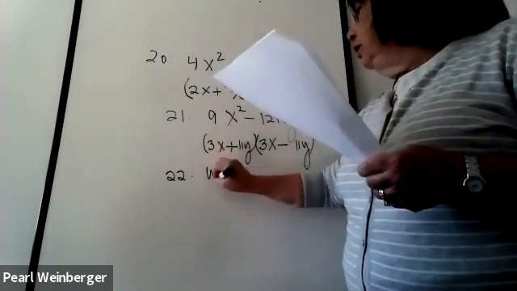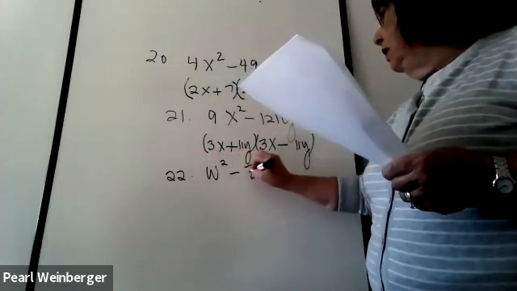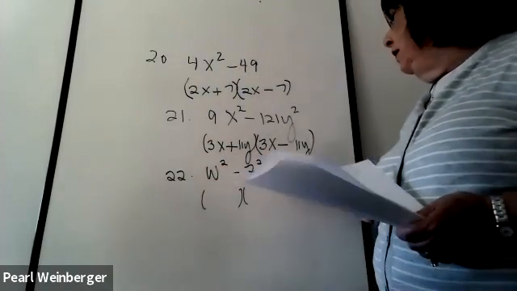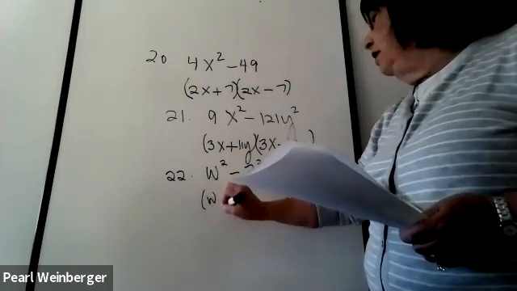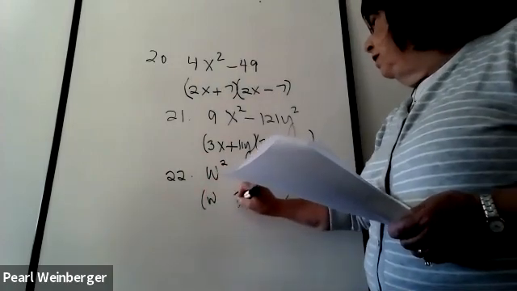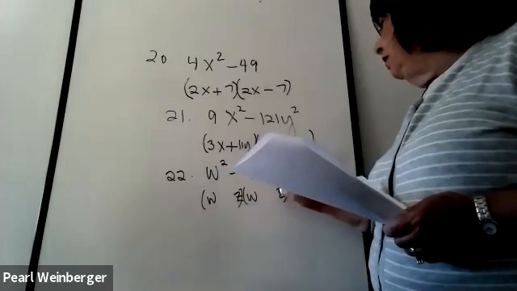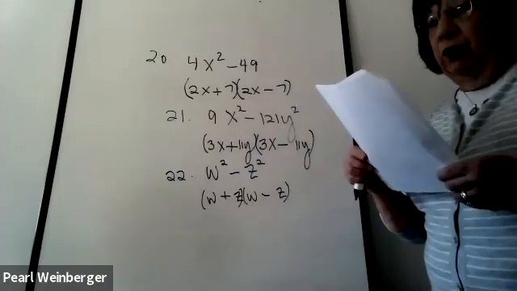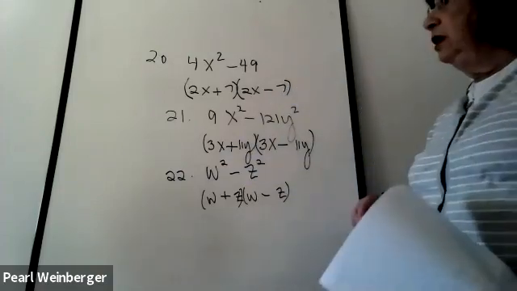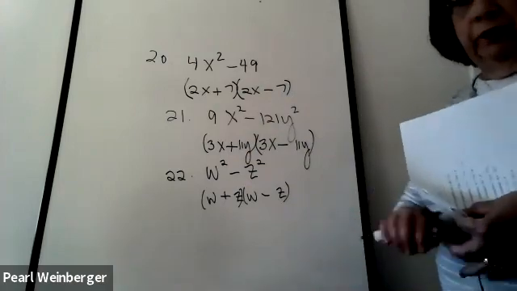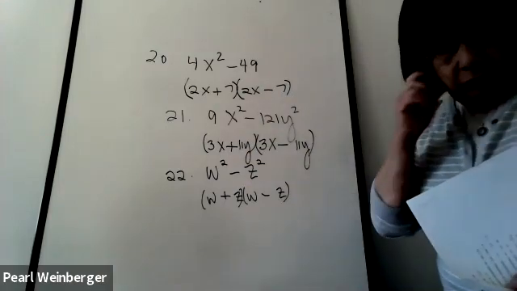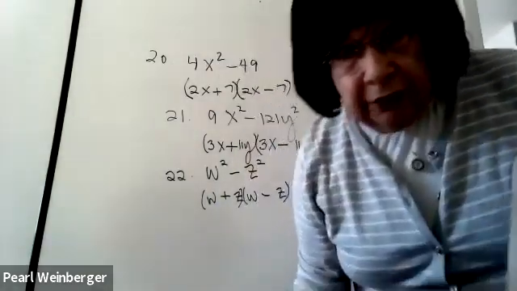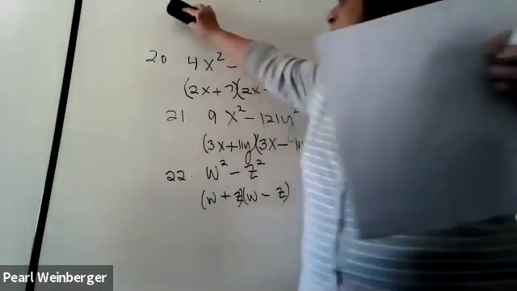And 22 is w squared minus z squared, which is again the difference of squares. So again, there's no common factor, but we can divide it into w and w for the first, z and z for the last, and again a plus in one and a minus in the other. So those were questions 20 through 22. Any questions on these? Okay, so then I will go on to question number 23.